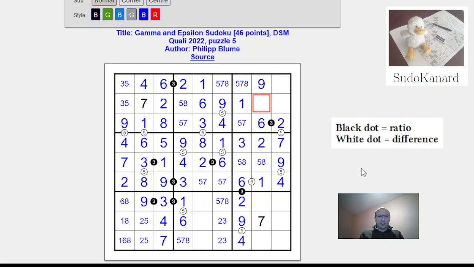I need a 4 in this column. It can only go here. This is 3, 5, or 8. I need a 3 down there. It must be here. This is 5 or 8. This 3 gives the 2, the 3. The 5, the 2. That's not a 5. And that's not a 7.